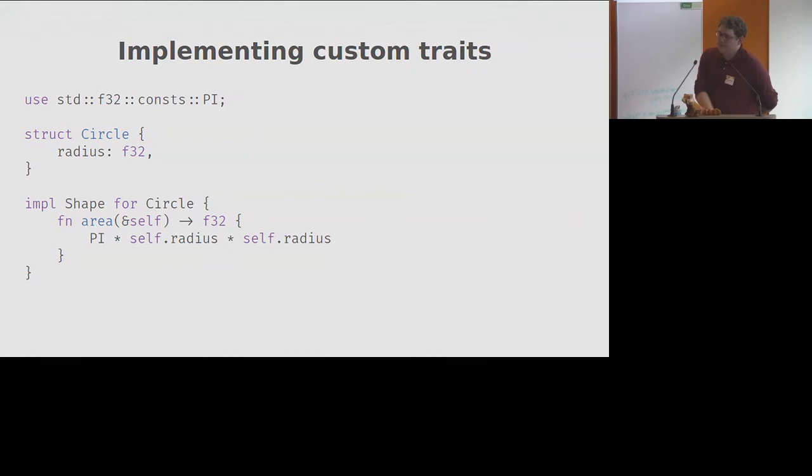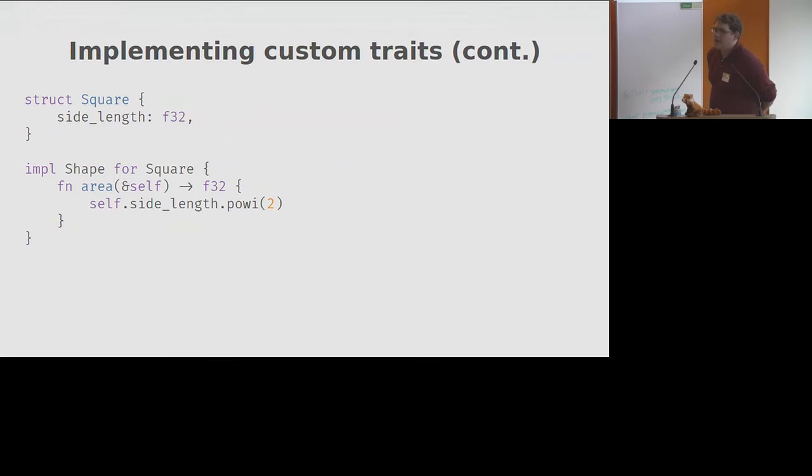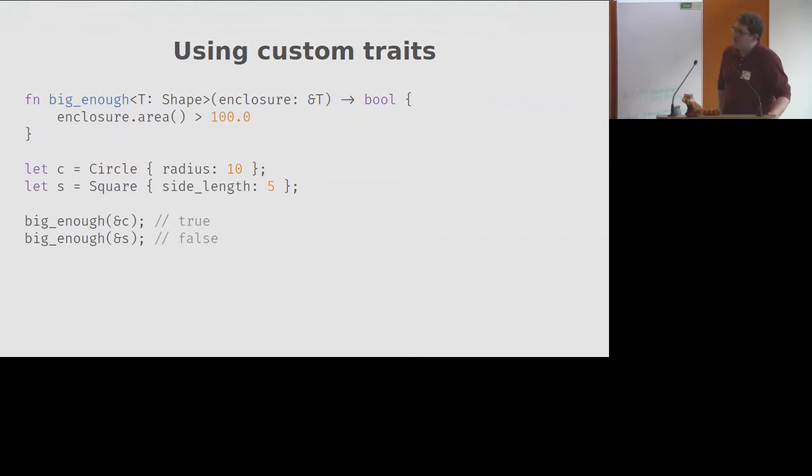And we can implement traits multiple times. We can have another struct, a square. And now we can treat these both as shapes because we've implemented the Shape trait for both of them. Here's an example of how we can use them with this trait. So we have a method big_enough that is generic over a type T, which is constrained to be a Shape.